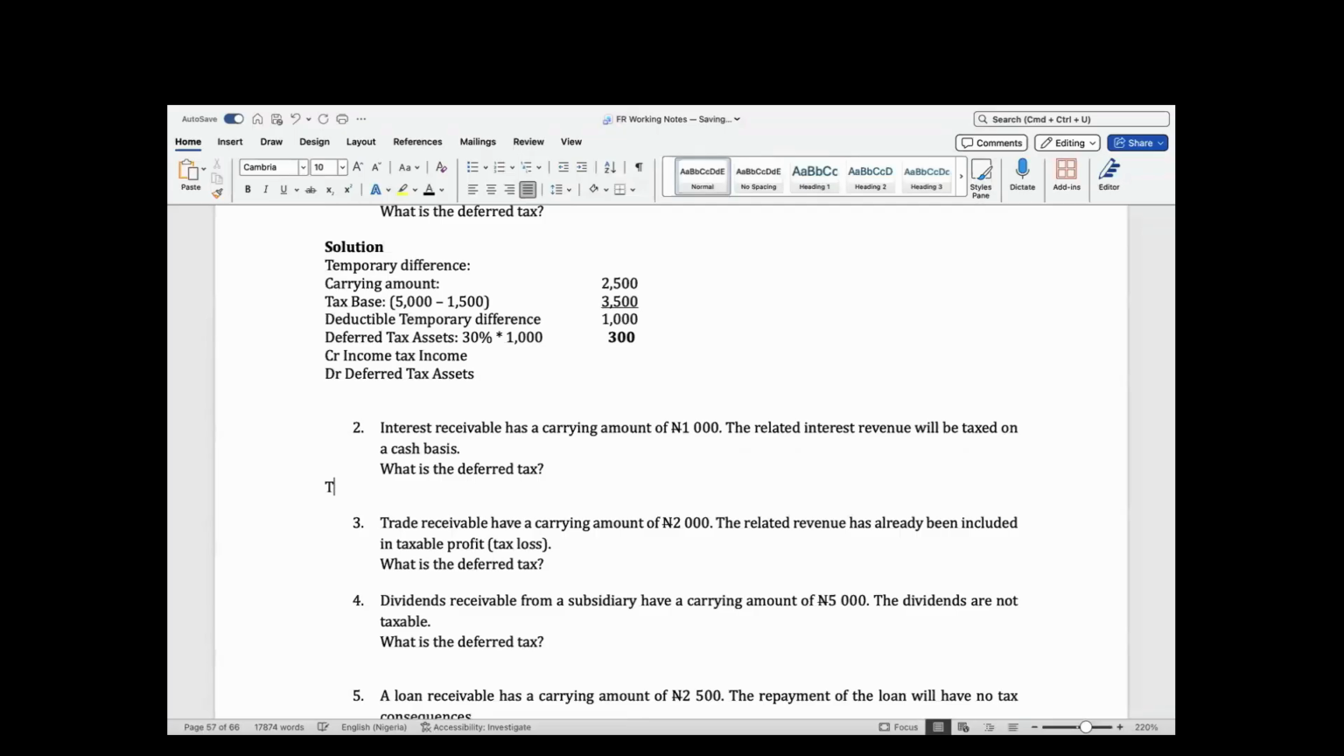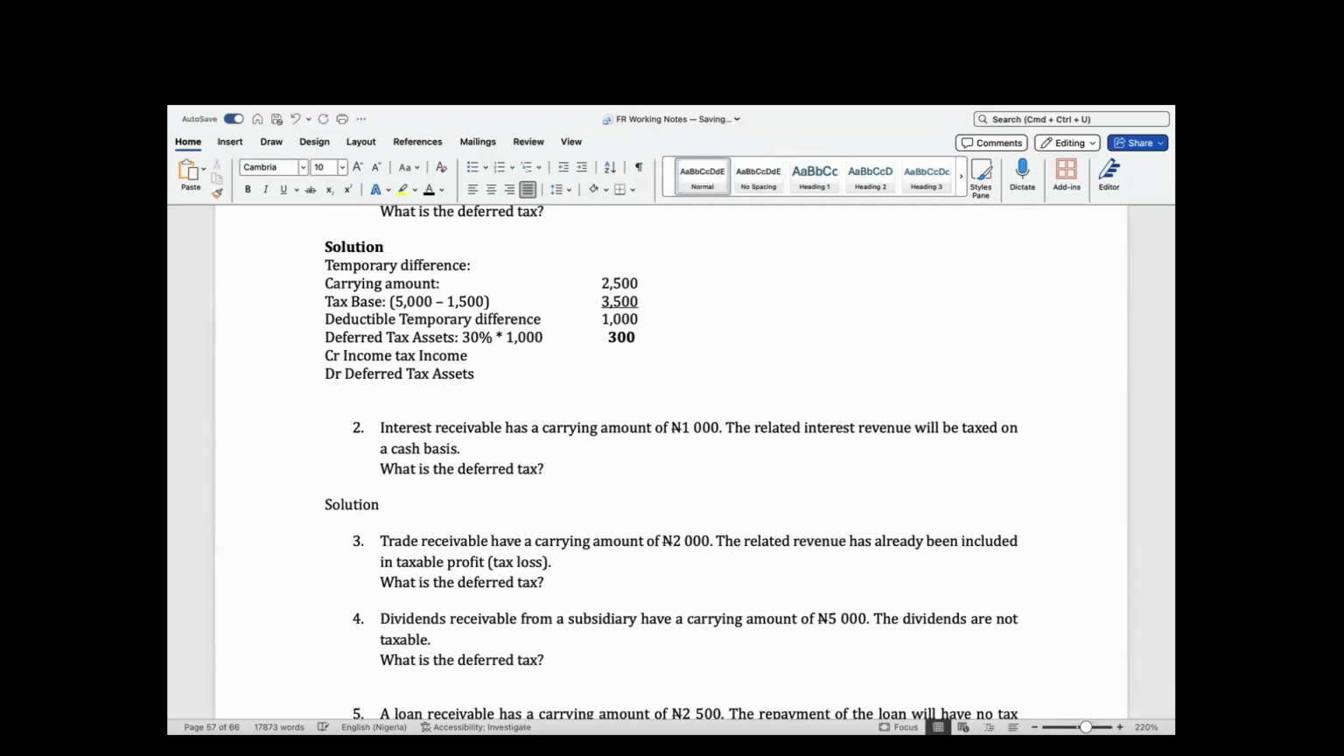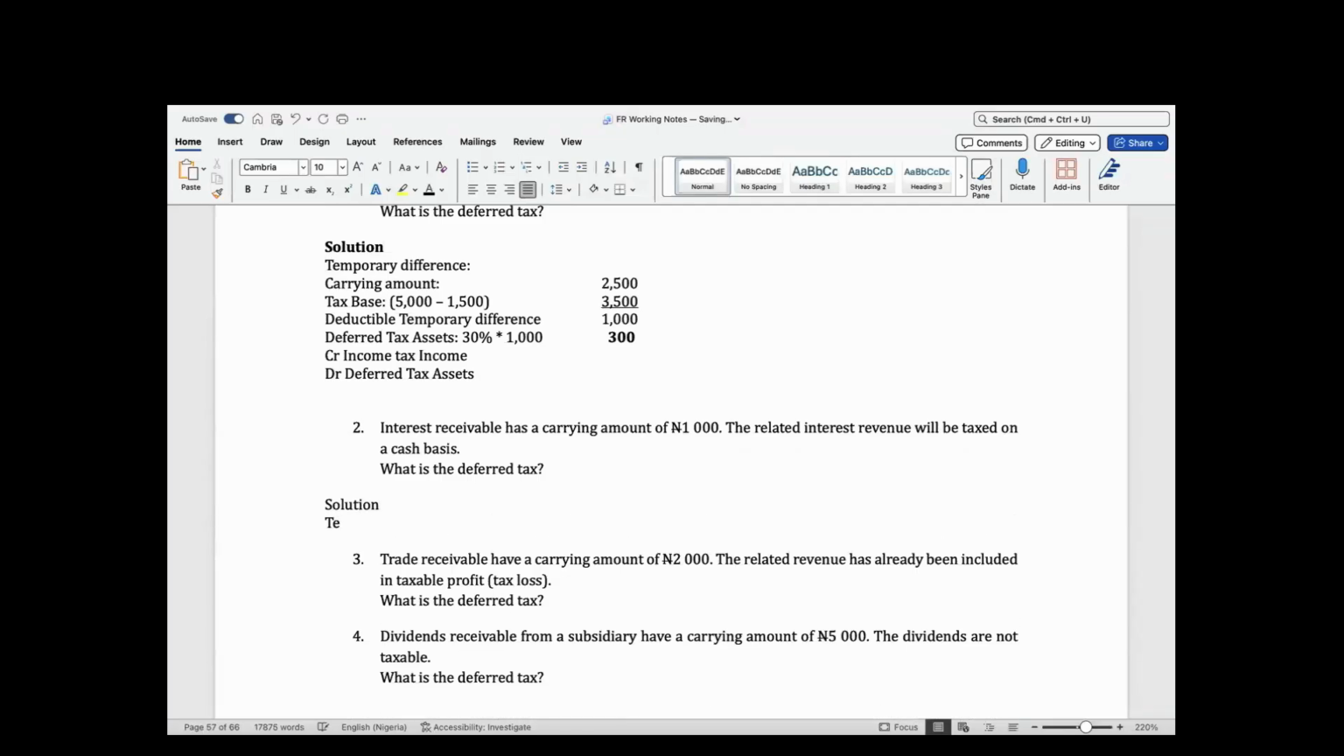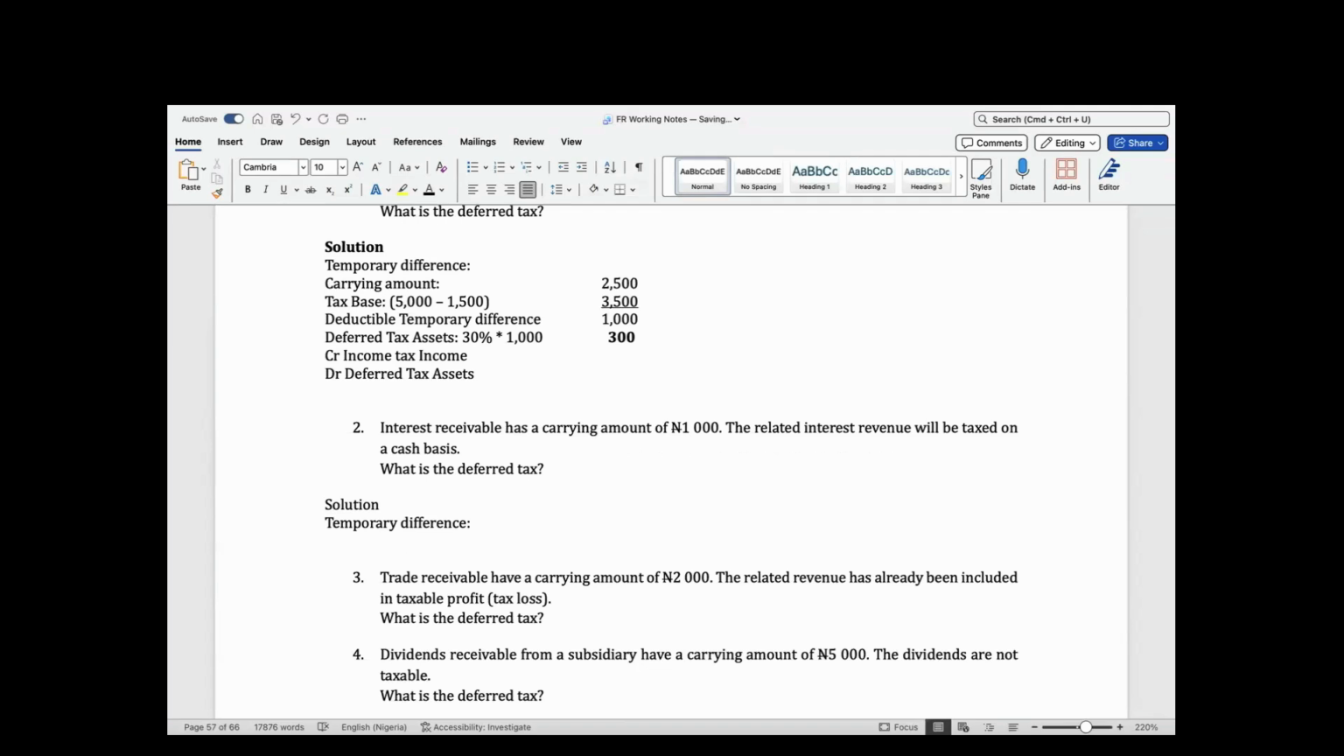Now, again, we need to compute the deferred tax. First, we need to ask ourselves, what is the temporary difference? The temporary difference is the carrying amount, which we have been given as 1,000, and the tax base, which is what the taxman is capturing.